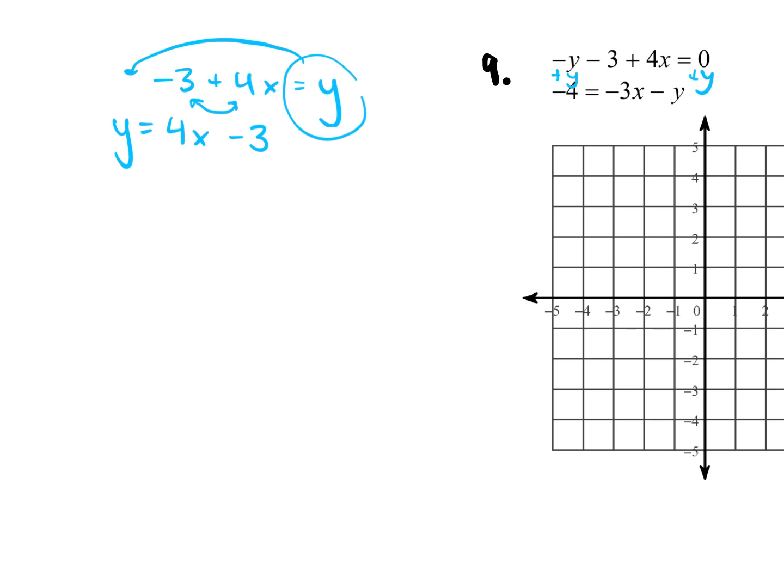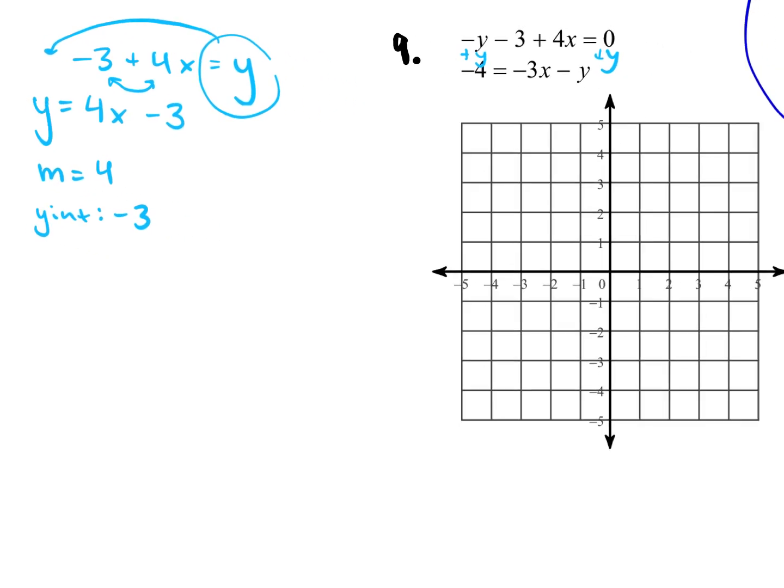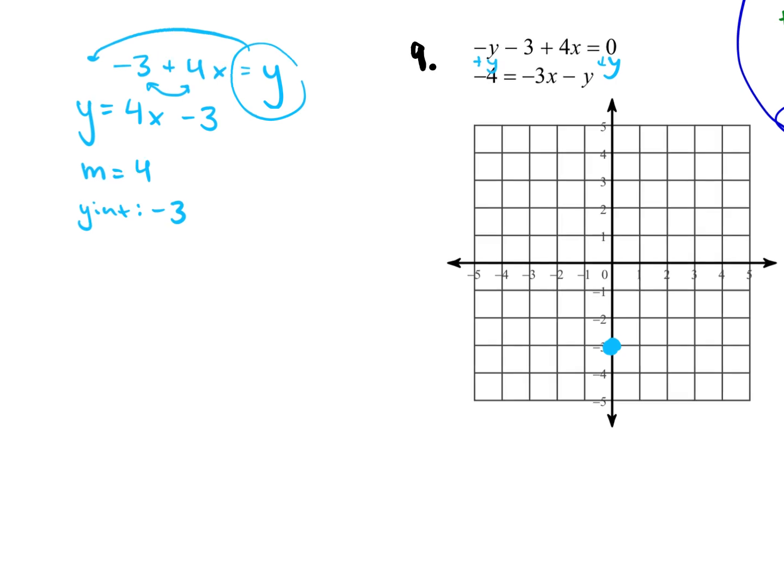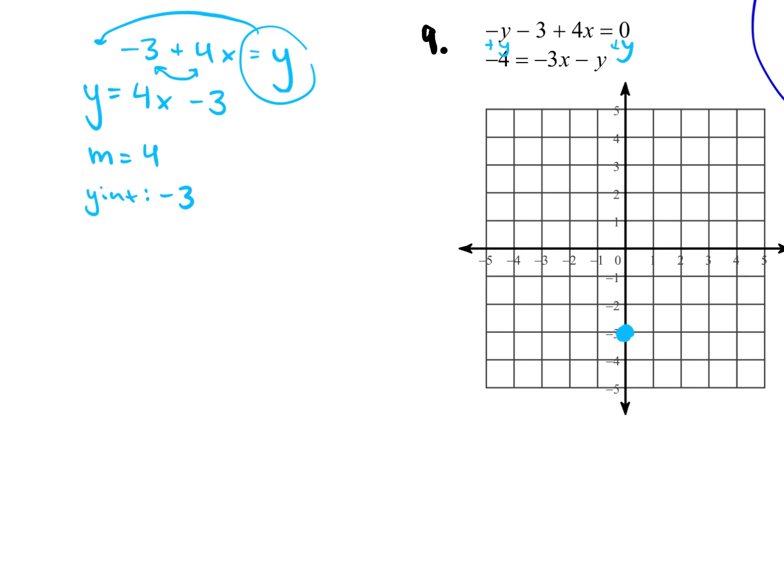So in our first equation, what's our slope? 4. And what is our y-intercept? What goes on the graph first? The y-intercept. So I'm going to put a point at negative 3. How do I do the slope of 4? Rise over run. So which direction am I going? Up 4 and? To the right one. So 1, 2, 3, 4, and to the right one. We can connect our dots with the straight line.